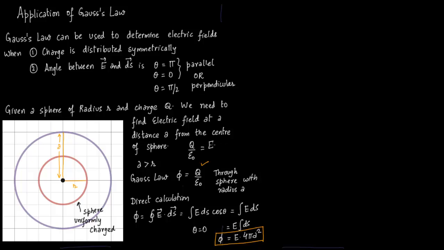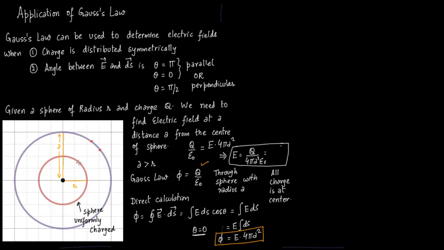So flux you get is E times 4 pi a square. So we have also calculated flux as q over epsilon 0. So you equate these two, and you get electric field as q over 4 pi a square epsilon 0. So notice that the formula shows us as if all the charge is concentrated at the center of the sphere. Now notice that in this case it does not matter whether the red sphere which is inside is either hollow or solid. The answer will still be the same.